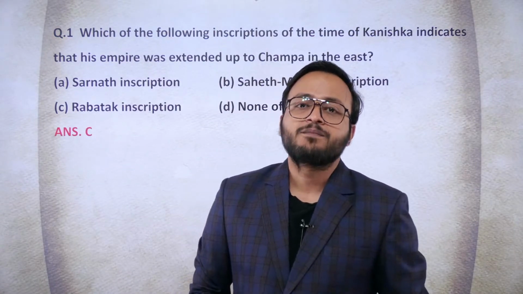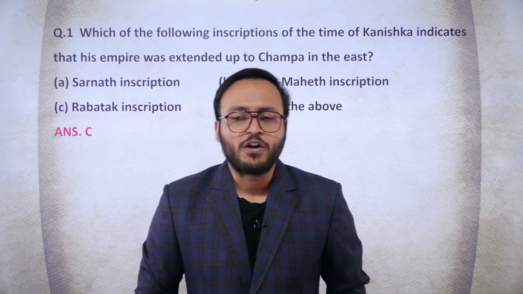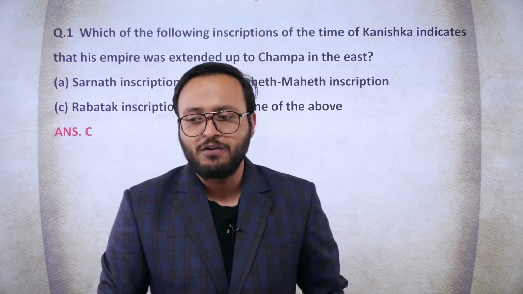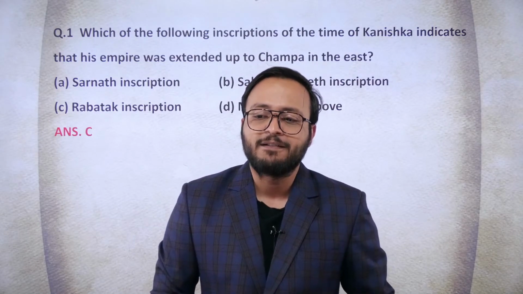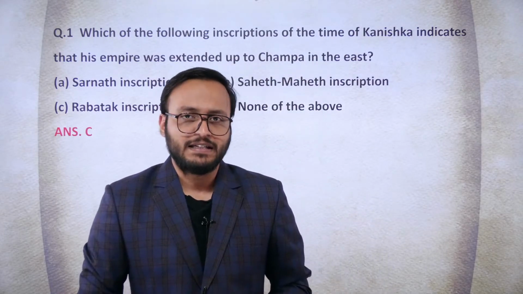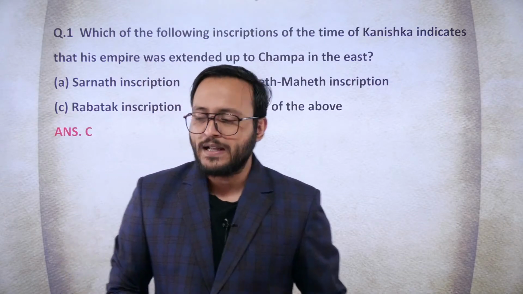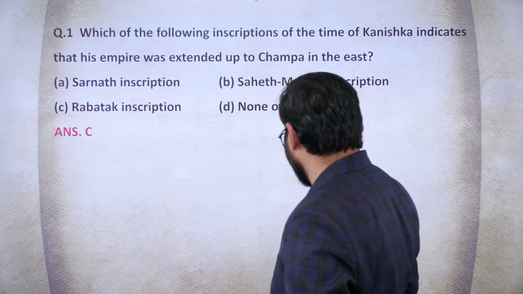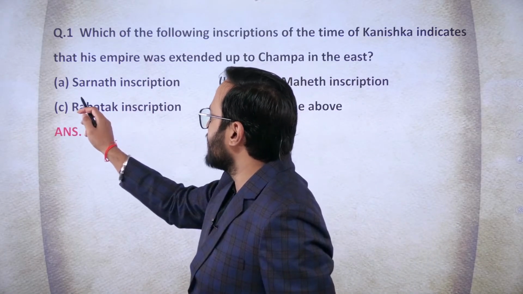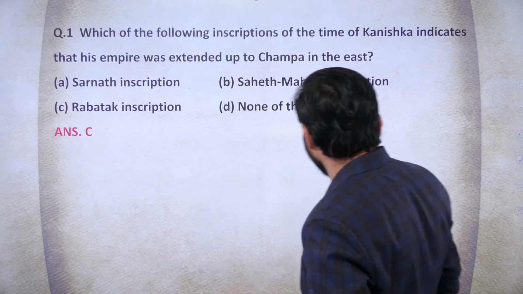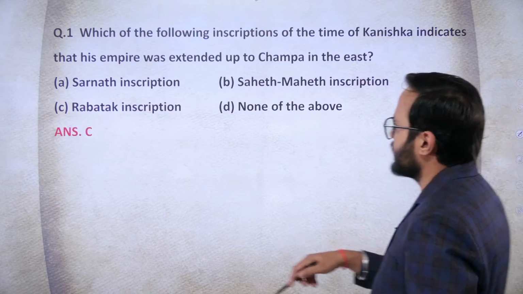And here, first of all, this first question is in front of you. Which of the following inscriptions of the time of Kanishk indicates that his empire was extended up to Champa in the east? Okay, so guys, here you can see the answer. It is already given. The answer is option C, Rabatak inscription. But let me tell you about this question in detail.